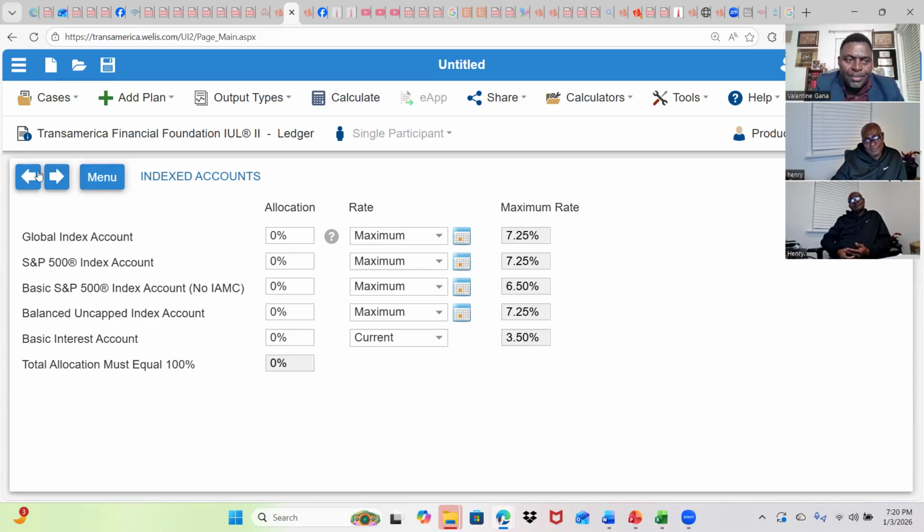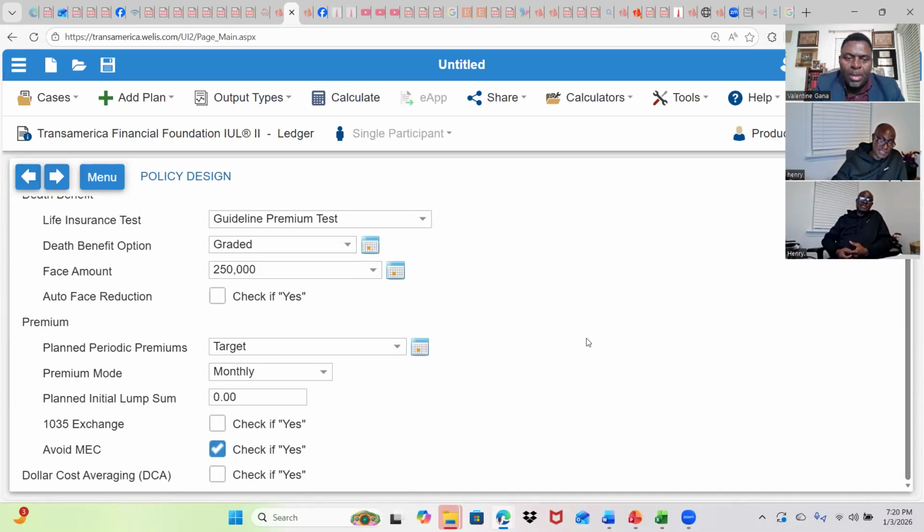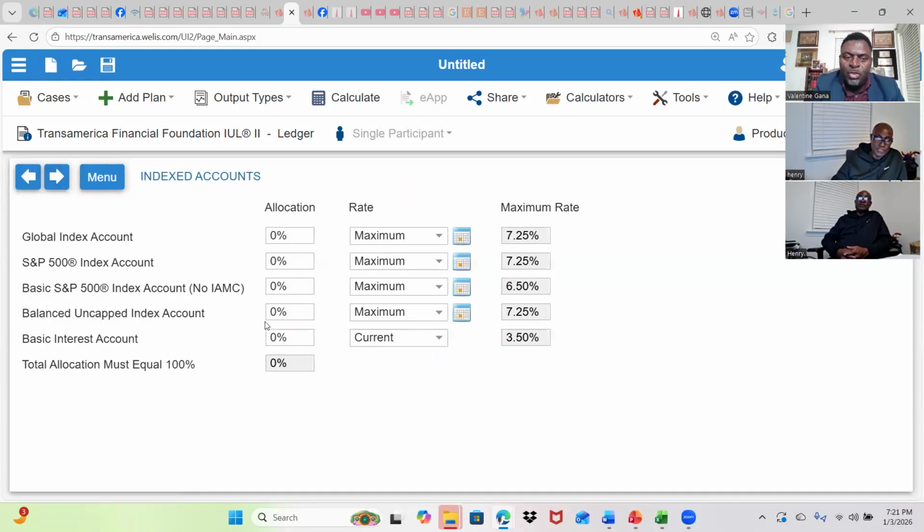Let me go back. When you said target premium, that means the premium has been factored into the policy. It is targeted, this is what you're going to pay. But I was just asking, do we still have something like variable premium? That means you pay as the economy progresses. Let's say the rate of return is high, then maybe your premium will be high. I'll show that.